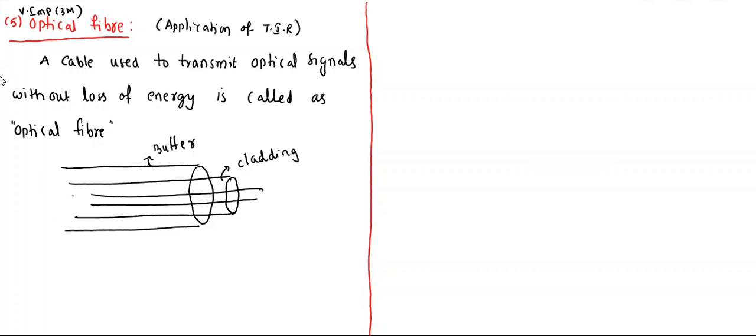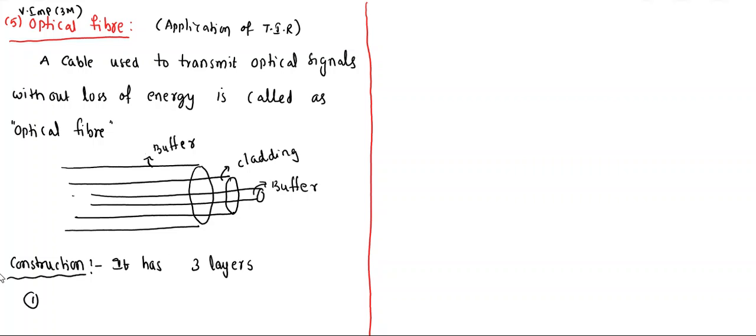This is called as buffer. Like this, the cable has three layers. And if we go for the construction and working, it has three layers, and those are the three main parts.